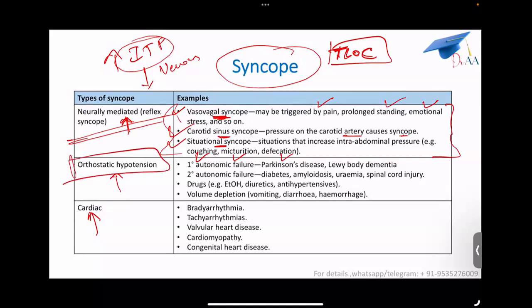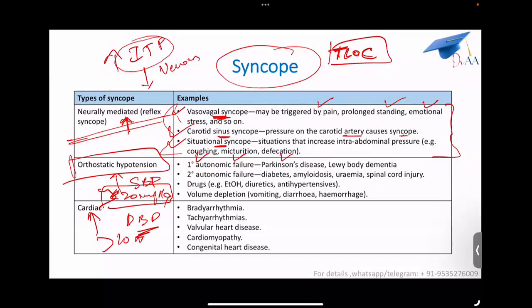Orthostatic hypotension. By definition, if the systolic blood pressure falls by more than 20 millimeters of mercury when the patient stands up from a lying down or sitting position, then we call it orthostatic hypotension. For diastolic blood pressure, the difference should be more than 10. What happens from lying down to standing up?